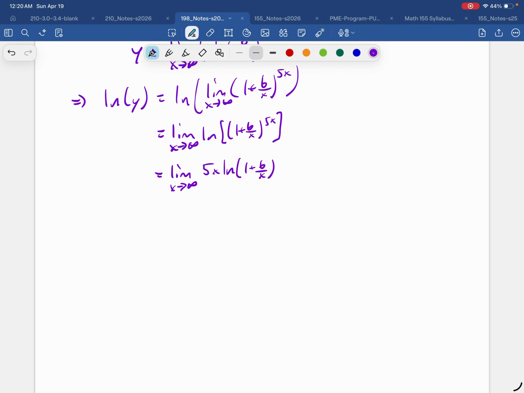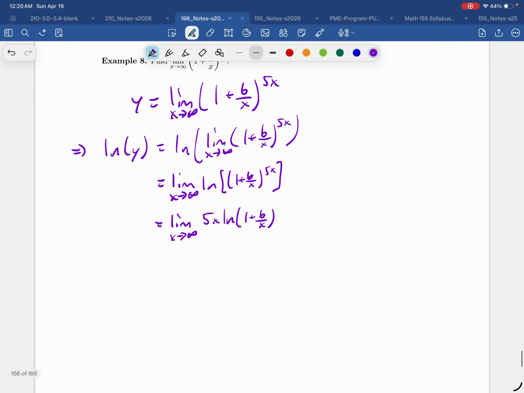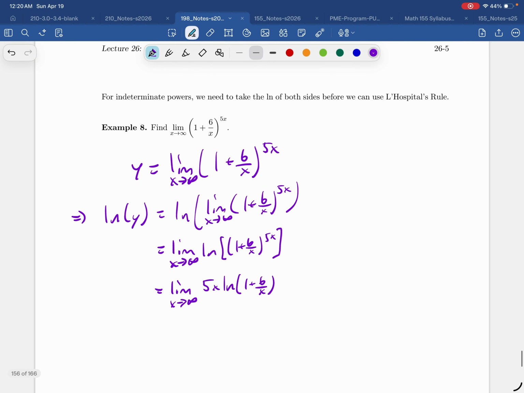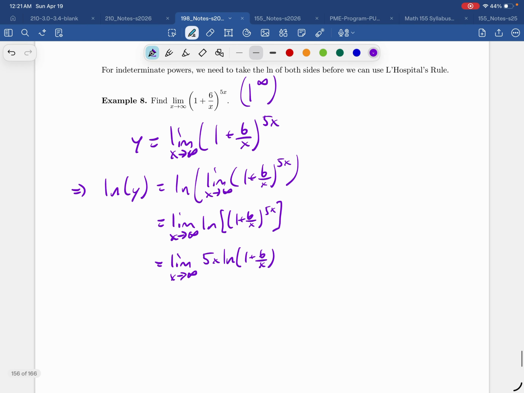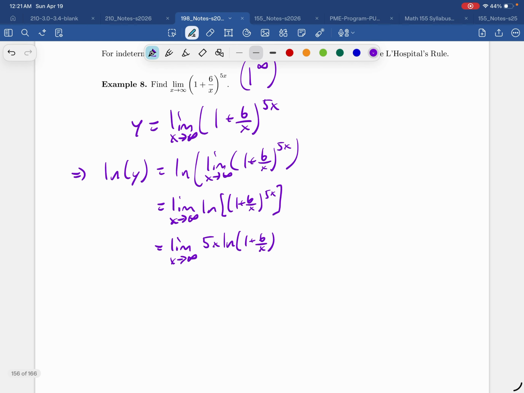And this is not the nicest thing in the world, but it's a little more manageable, right? At this point, by the way, I should say, why do we even need to do this? Well, if you just try plugging in infinity, you get 1 to the infinity, which is not a workable indeterminate form. It is an indeterminate form, but it's not like workable, like it's not an answer or anything. At this point, if you try plugging in infinity, you wind up getting infinity times 0.